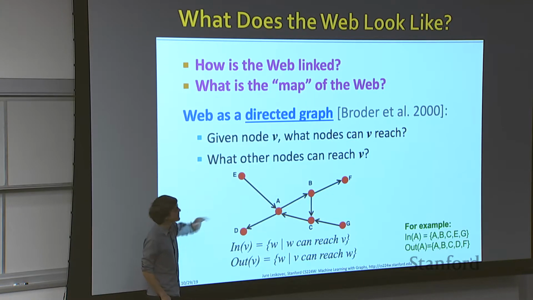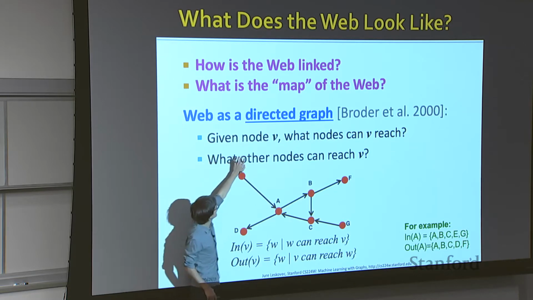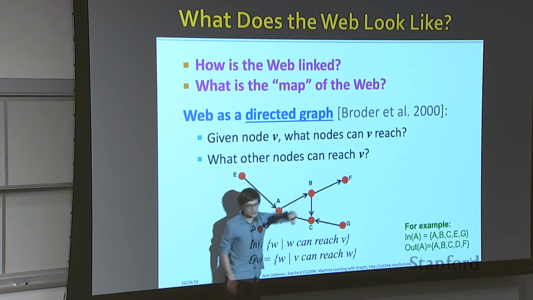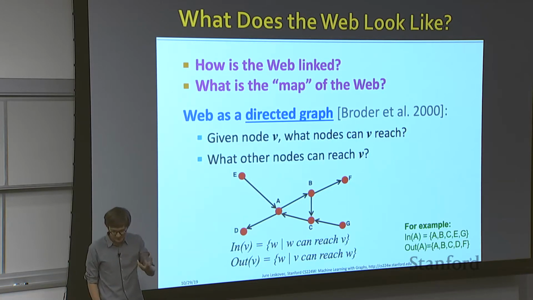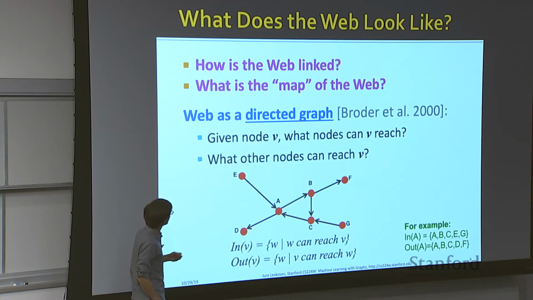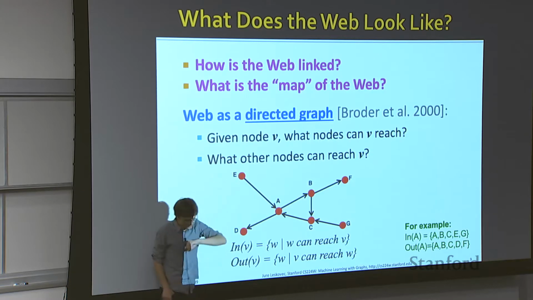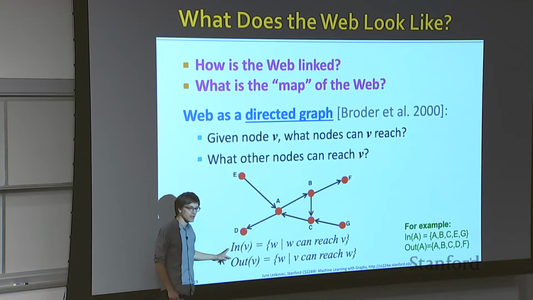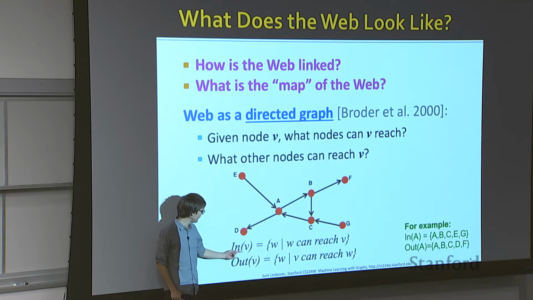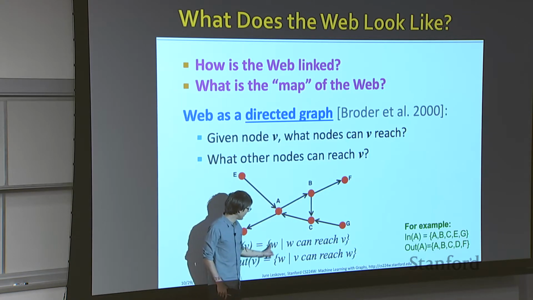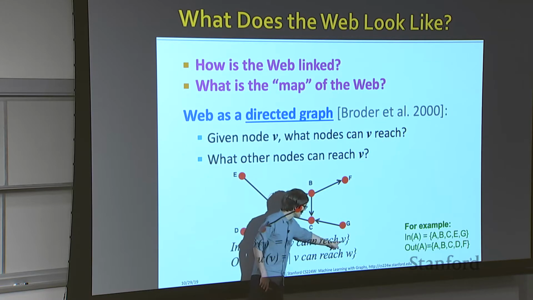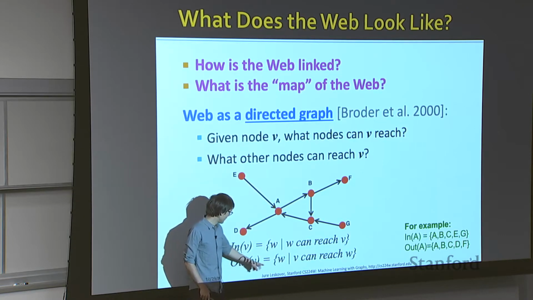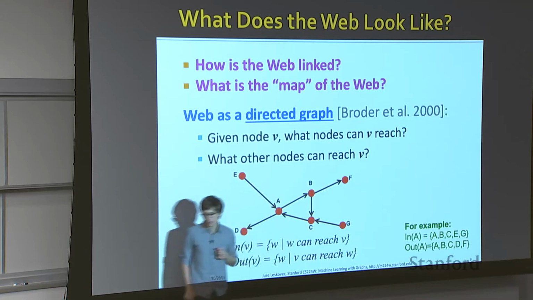The question they were asking is, how is the web organized? They asked, given a node V, what other nodes can we reach from that node V? And the question is both, what can we reach going out from V, but also who else can reach this arbitrary node V? So this means we will define two notions, two sets. We will define an in component and an out component. An in component of V are all the nodes W where W can reach node V. And the out component is all the nodes W where V can reach W.